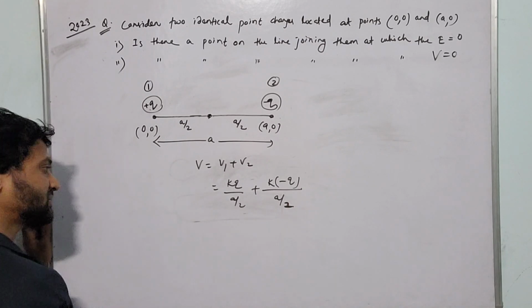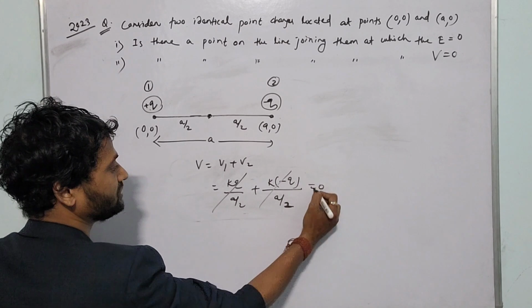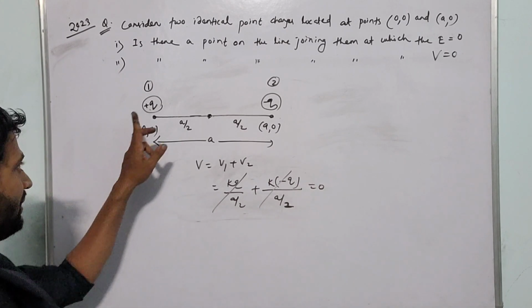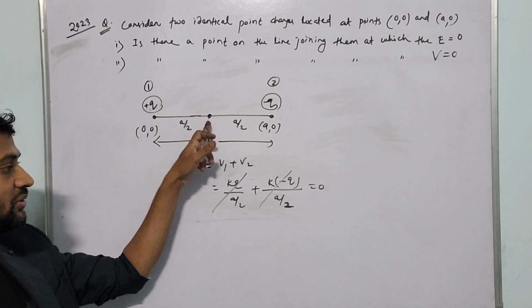Since potential is scalar quantity, प्लस होगा तो प्लस लेना है, माइनस होगा तो माइनस लेना है, so it will be cancelled, answer will be 0. मतलब एक प्लस अगर होगा और एक माइनस होगा, then we can get potential at this point will be 0.